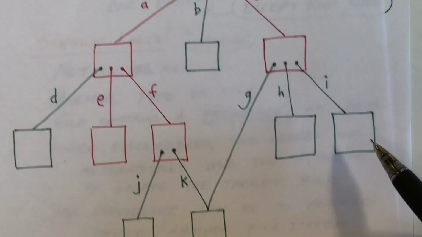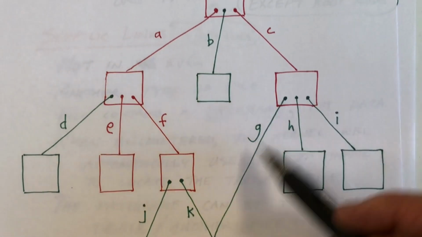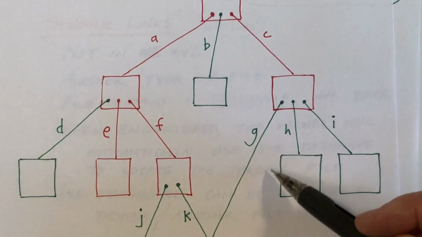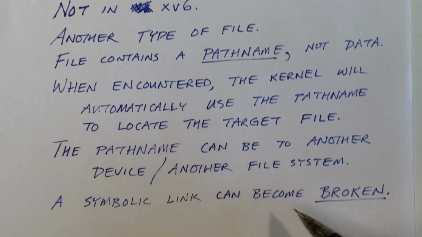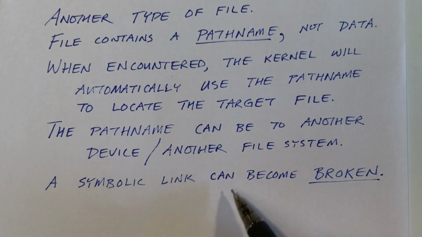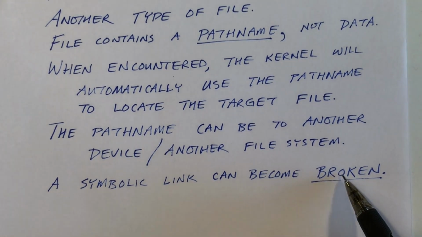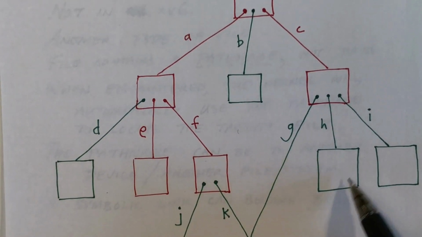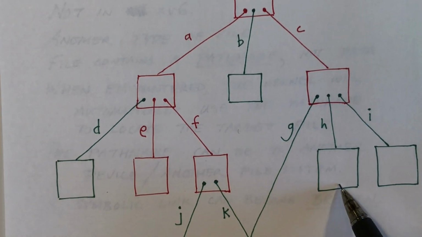Now, a path name with hard links is either valid or invalid. Okay, if we say CG, we get to this file. If we say CB, there is no B entry in this directory, so that's a bad path name. We have another situation with symbolic links. A symbolic link can become broken. Okay, so we might have a perfectly valid path name to get down here, but the path name here might indicate a file that doesn't exist. It might be a bad path name.